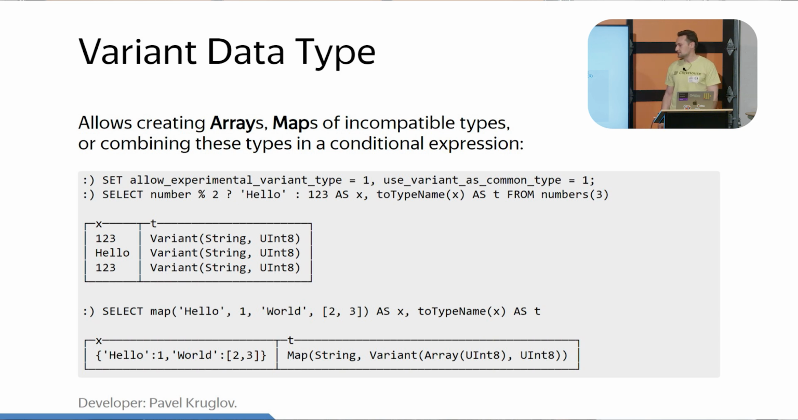Before the variant data type was introduced, if I was using this conditional expression with a string inside one branch and integer inside another branch, it did not work. Now, if you enable this feature flag, it works and gives you the variant data type. It also works for creation of maps and arrays. So you can have a map mapping to a variant.